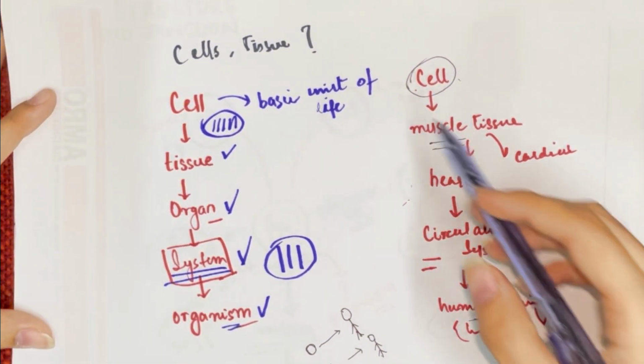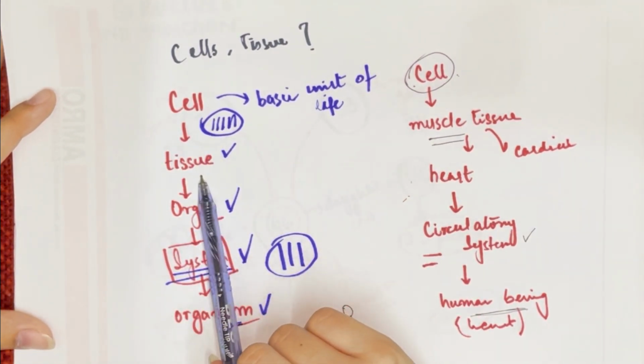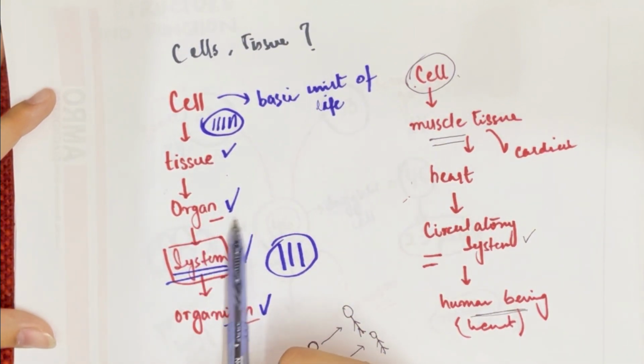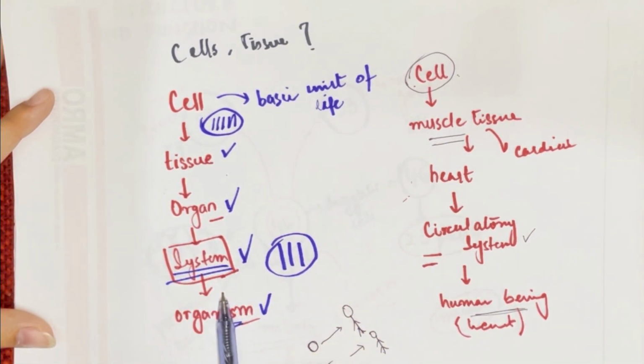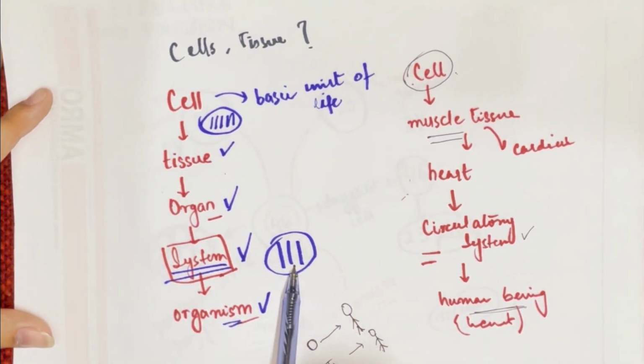Let's study it from the basic level, that is, how a cell is the basic unit of life. It joins together to form tissues. Tissues join together and work together to form an organ. When the organs work together, they form a system or organ system, and then it turns into our organism when multiple systems join together.